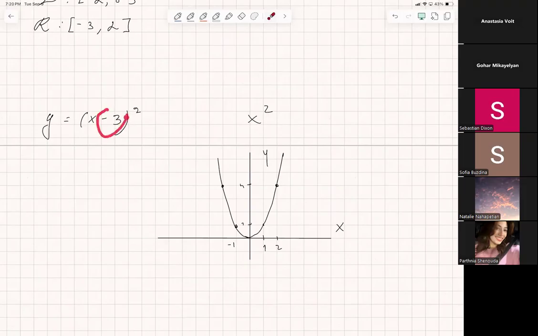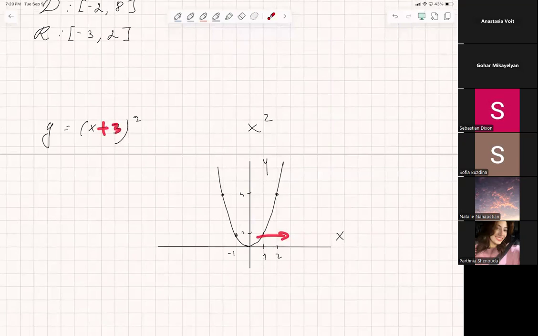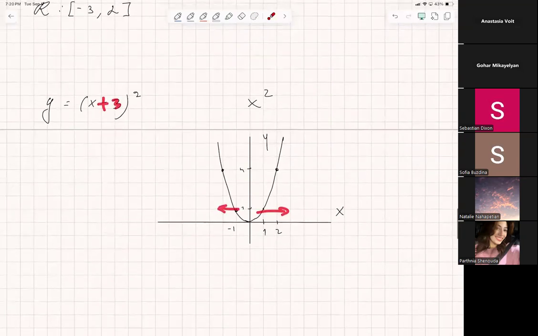But now we have some transformations here, right? So -3, what does it mean? That means that we're moving 3 units to the right. If it was +3, we would move 3 units to the left, right? So if you have also, let's say, +4 here, for example, then you will move your parabola 4 units up. If it was -4, you would move every single point 4 units down, right? So these are the things that you need to keep in mind.